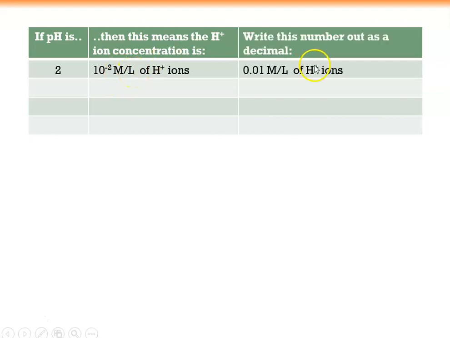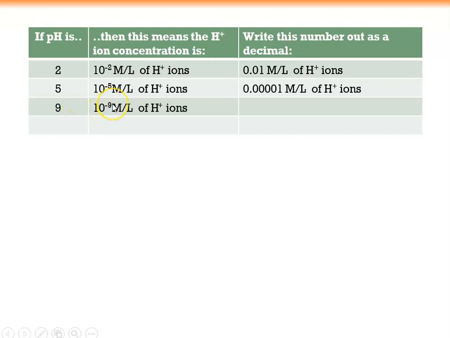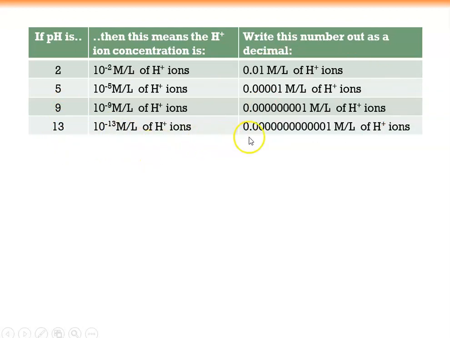If you write that number as a decimal, when you have an exponent of negative 2, you're going to move the decimal to the left by 2. So that's 0.01 moles per liter. But a pH of 5 is going to be 10 to the minus 5. What does that mean? You're going to move that decimal place over 5. And if we do this for pH of 9, it's going to be 10 to the minus 9. You're going to have 8 zeros. A pH of 13, you're going to have 10 to the minus 13, or again, 12 zeros.